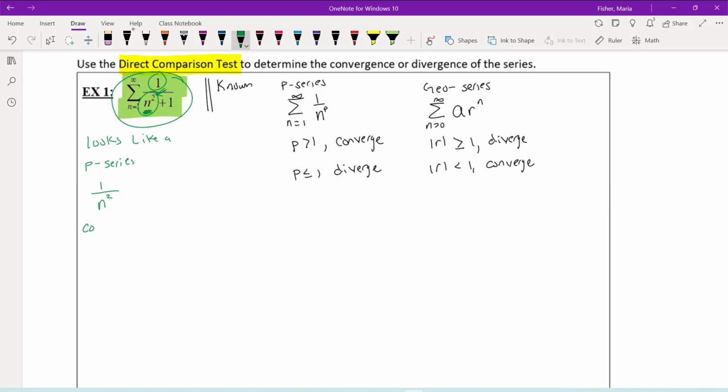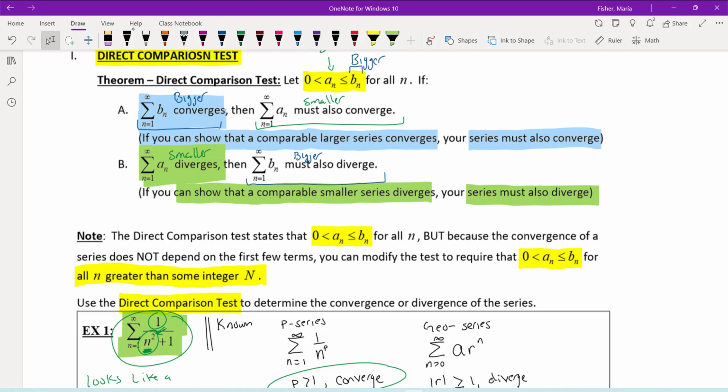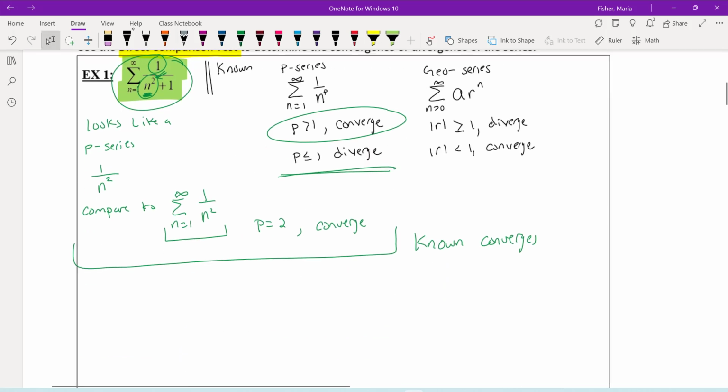So what I'm going to do is I'm going to compare this to this series, the sum from n equal 1 to infinity of 1 over n squared. Why am I going to compare it to this? Because I know what it does. It's a p-series. Here p is equal to 2, and we know that that means that we are going to converge. Why? Because 2 is greater than 1. So if the known converges, what we need to do is show that it is bigger. It must be the bigger series.